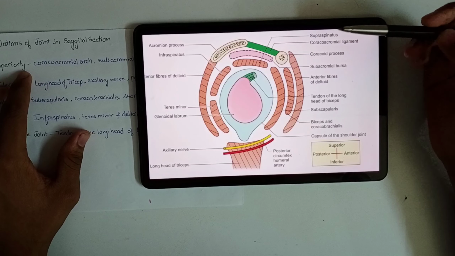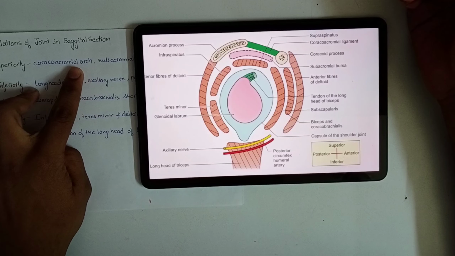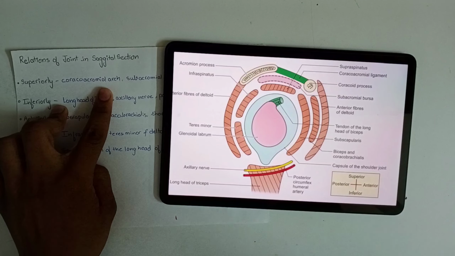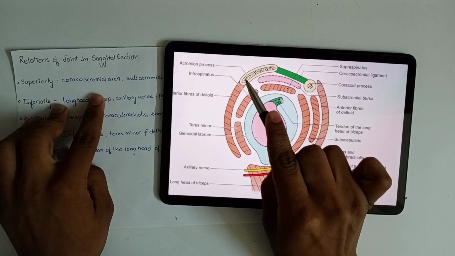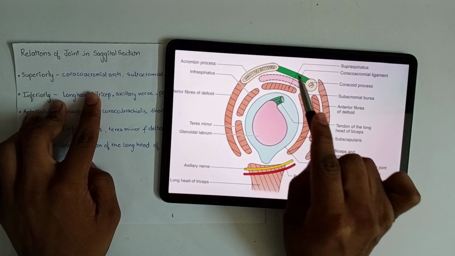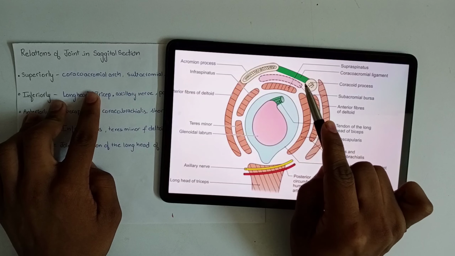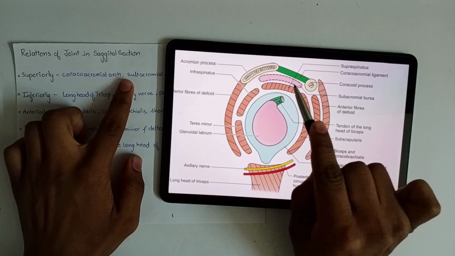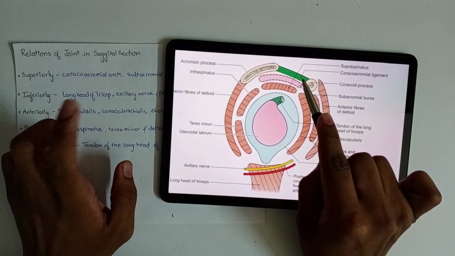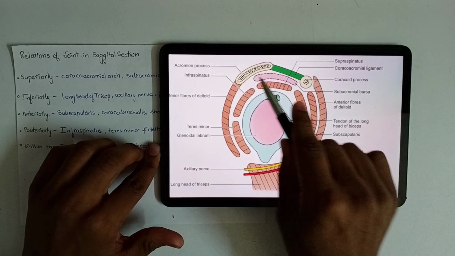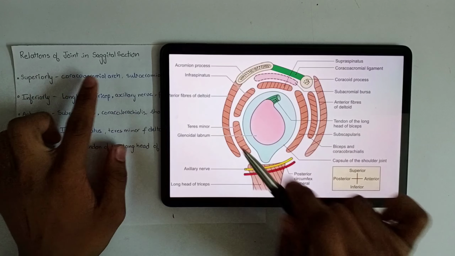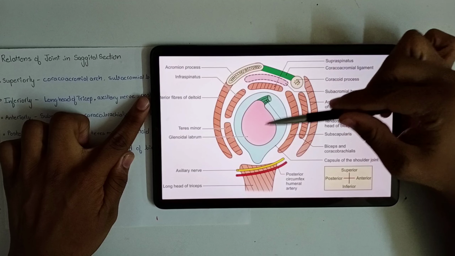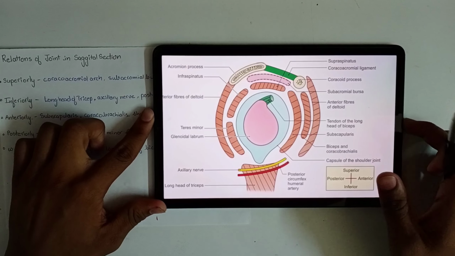Now superiorly is the coracoacromial arch. You must have remembered, I have already taught you the coracoacromial arch. This is the arch. This arch represents the coracoacromial arch, which constitutes the coracoid process, acromion process and coracoacromial ligament. These three all together form the coracoacromial arch. You can see these are present superior to the shoulder joint, glenohumeral joint.